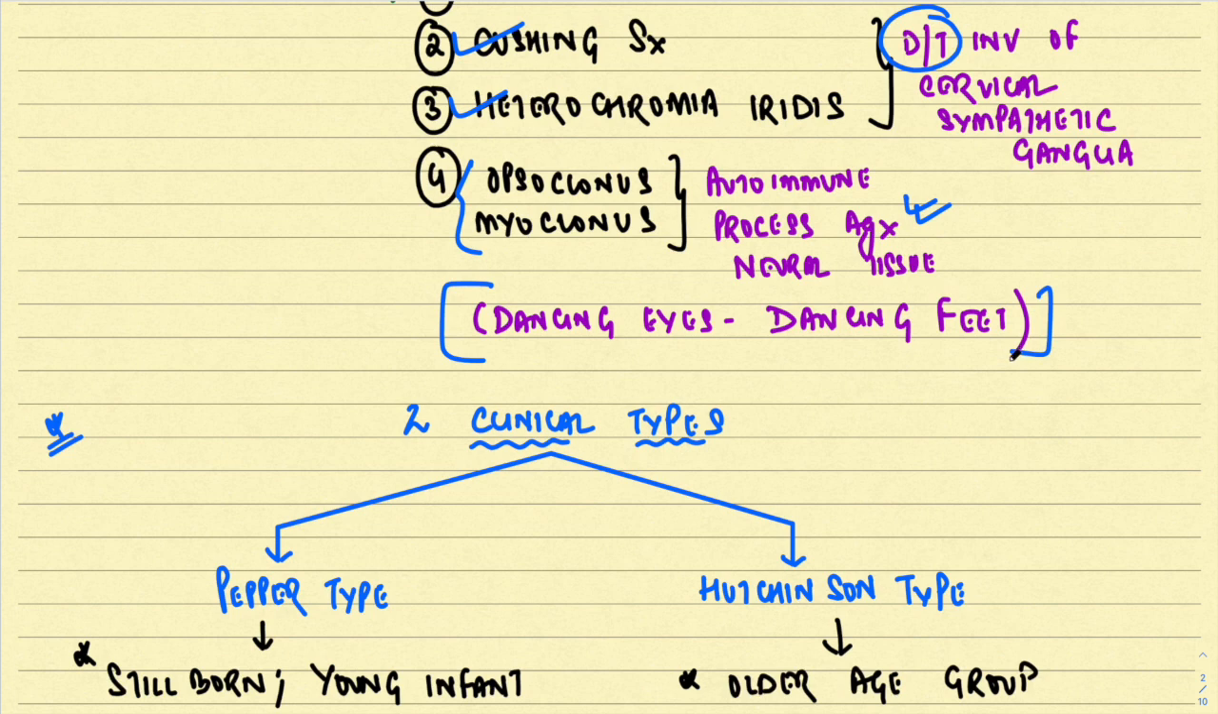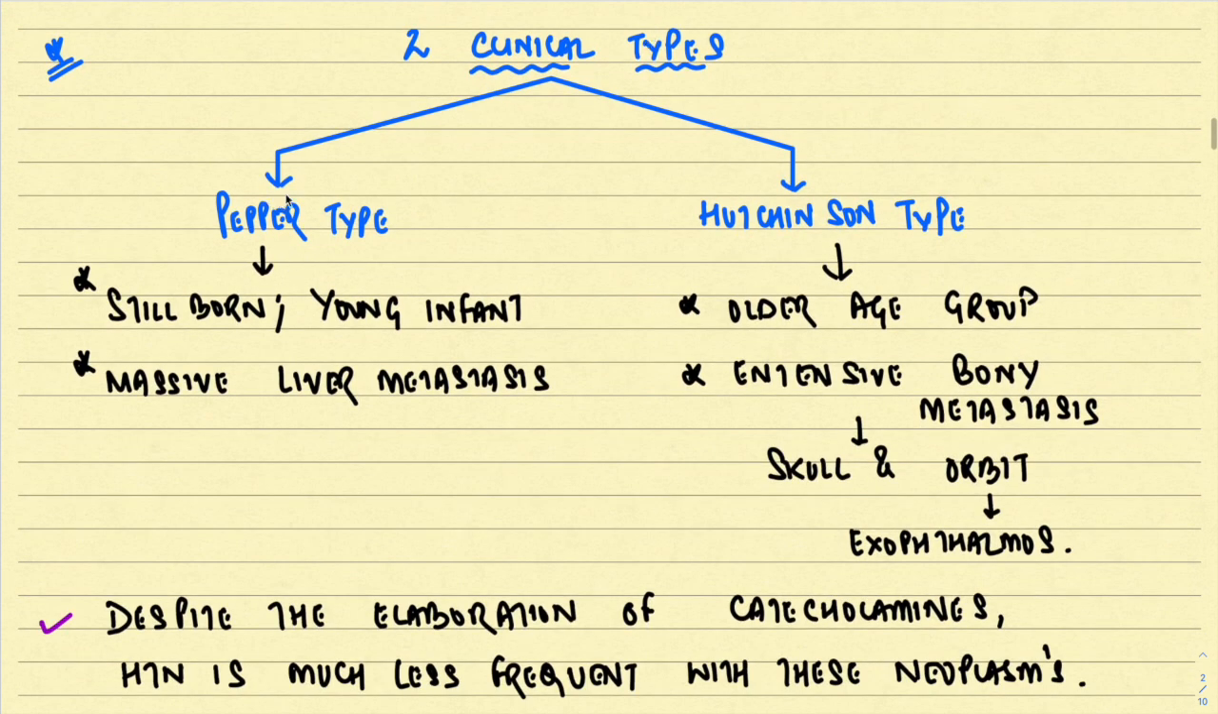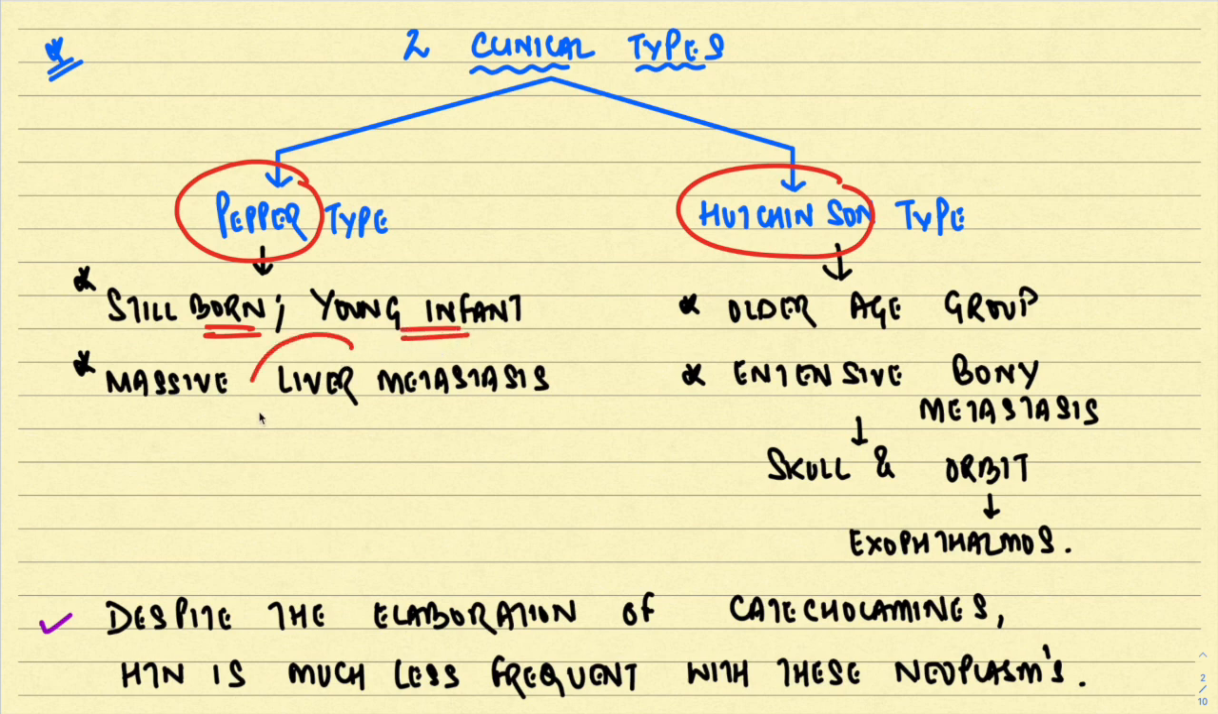Now, clinically, there are two important presentations of neuroblastoma. One type is called the Pepper type, another type is called the Hutchinson type. The Pepper type basically presents in stillborn and young infants, characterized by massive liver metastasis, whereas the Hutchinson type involves the older age group and there is extensive bony metastasis involving the skull and the orbits, to the extent that it leads to exophthalmos as well.